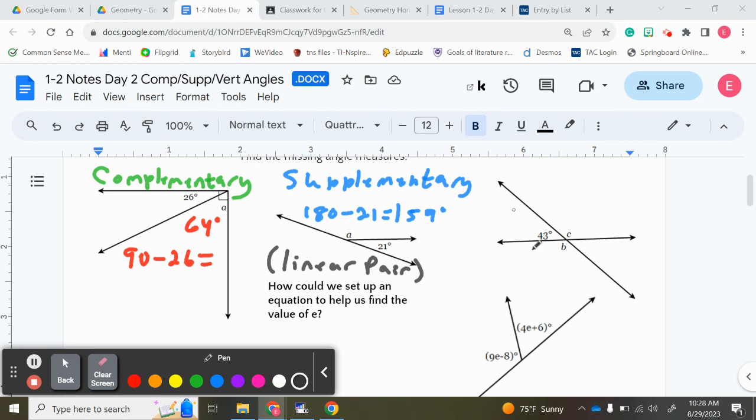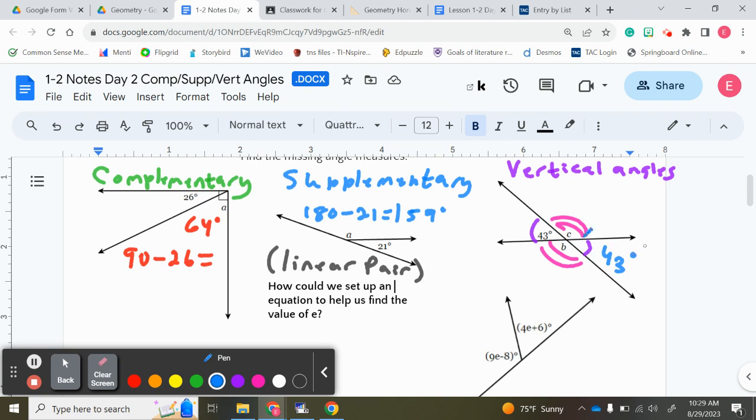All right, let's take a look at this example. So we have 43 degrees, and this is an example of vertical angles. Vertical angles means that if you have two lines or segments intersecting, the opposite angles end up being congruent. So this is congruent with this, and this is congruent with this. So if that's 43, this angle is also 43 degrees.